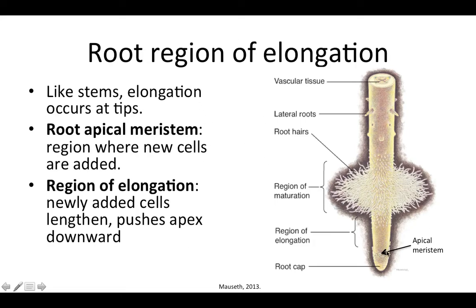The next region we'll talk about is slightly above that region, and this is the region of elongation. Here, not many new cells are made, but the cells that had been made in the apical meristem elongate. They can get several times longer than they were. And as we already alluded to, the effect of this elongation is that everything beneath this zone gets pushed downward.